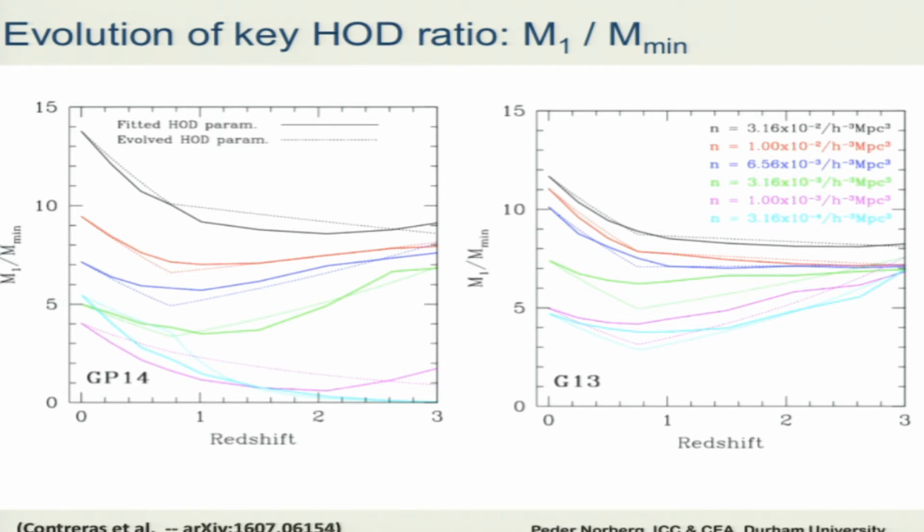Another thing is that M1 over M min is usually a very interesting parameter to consider when you look at HOD models. You can plot this function of redshift for the two different models, and they are very different in spread for your different number densities and how it varies. The solid line is what you measure in the model, whereas the dashed is when you have the fitted HOD parameters.